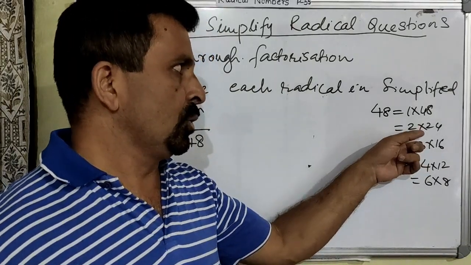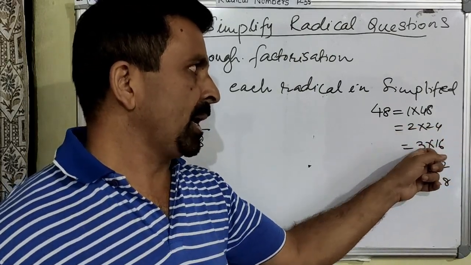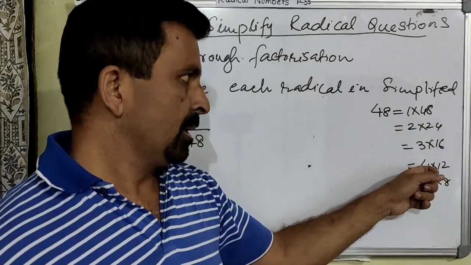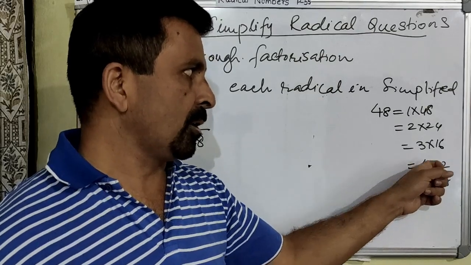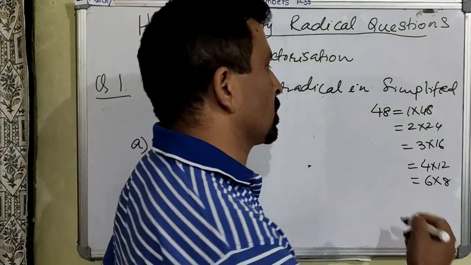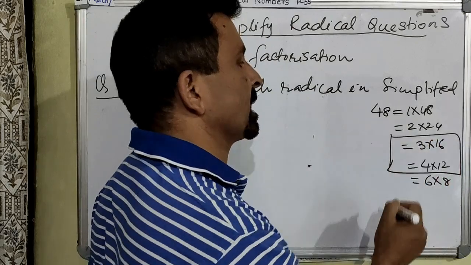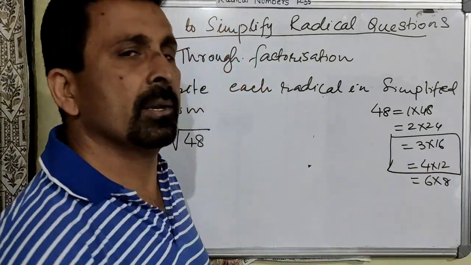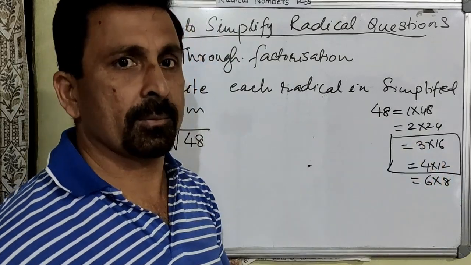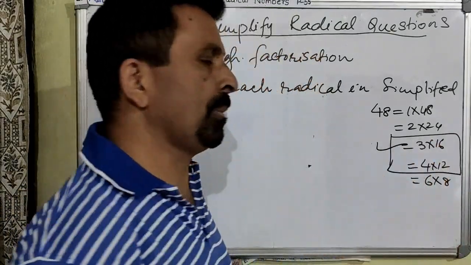Other than that, 2 into 24: in this pair, do you have any square number? No. In 3 into 16, do you have a square number? Yes, this is 16. In 4 into 12, also we have a square number, 4. And in 6 into 8, we don't have any square number. So these are the two pairs in which one factor is a square number. Out of 16 and 4, which one is the bigger square? Obviously 16. Therefore, we will finally choose this pair of factors.